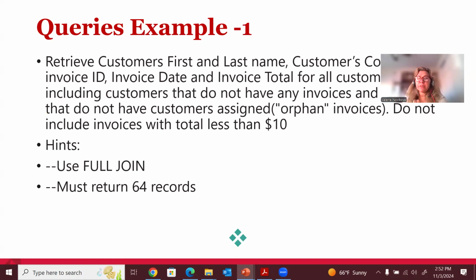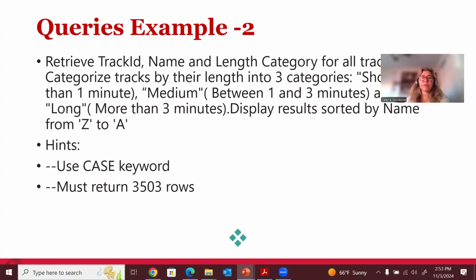Here are a couple of examples of how queries will look in the exam. There will be very detailed information on what needs to be retrieved. If I want you to order a query, I will state so in the example. I'm also going to give you a couple of hints on what to do. In this case, I want you to use a full join, and in every query I will let you know how many rows the query must return. That's one example.